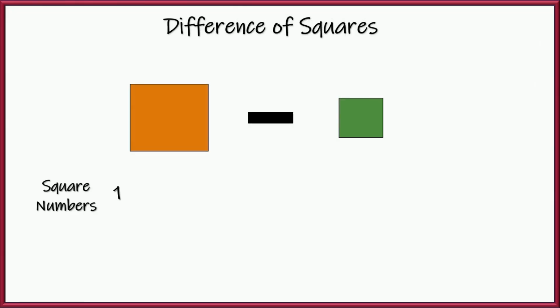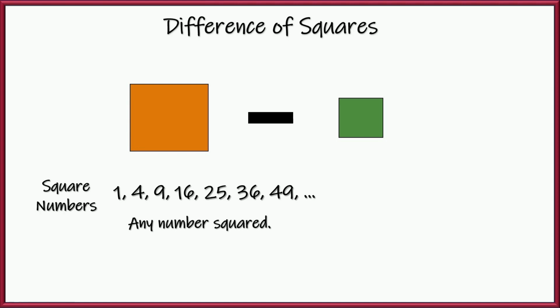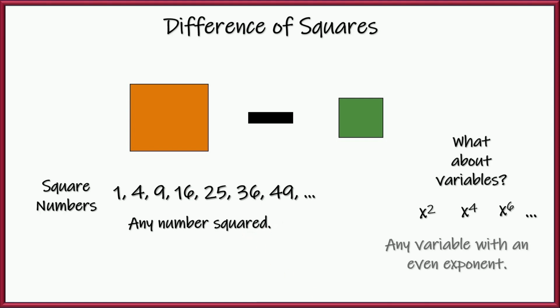What is a difference of squares? Well, difference of squares is just 2 square numbers being subtracted. Now, square numbers are any number squared, like you see the first 7 of them there. 1 squared is 1, 4 squared is 16, 7 squared is 49. Any number squared is a square number. Variables count too. Any variable that has an exponent that's an even number is actually a square.